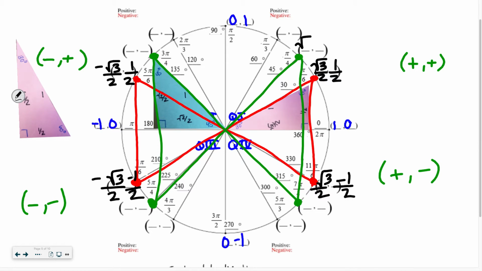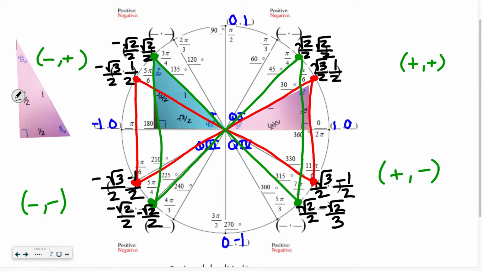So in quadrant 1, they're both going to be positive. In quadrant 2, I'm going to have a negative x and a positive y. Both negatives in quadrant 3. And you'll see it gets pretty messy up here on the smartboard. And a positive and a negative in quadrant 4.